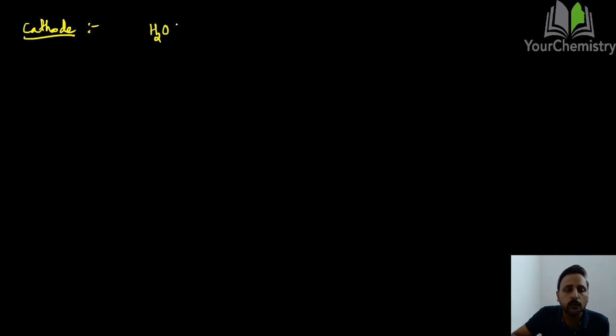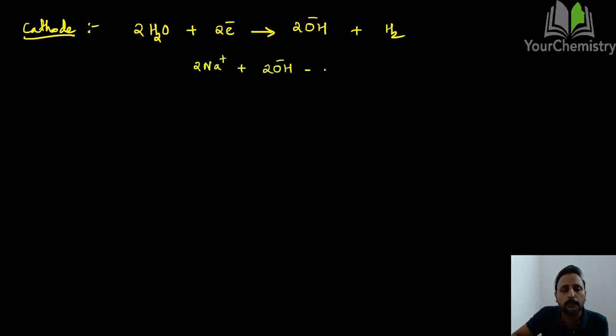H2O will accept 2 electrons. Reduction means acceptance of electrons. It will change into OH minus plus H2. I need to balance this. So basically water gets converted into OH minus and hydrogen is released. Already in the solution there are Na plus ions. So these 2 Na plus ions combine with these 2 OH minus to give NaOH. So what are the products at the cathode if you ask me? They are H2 and NaOH. These are the products at the cathode.